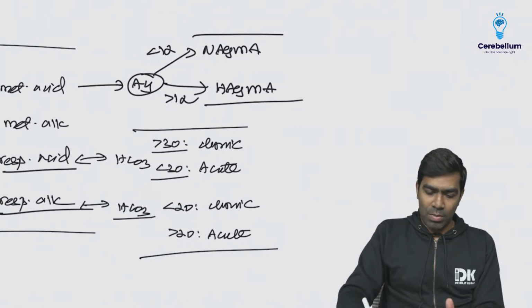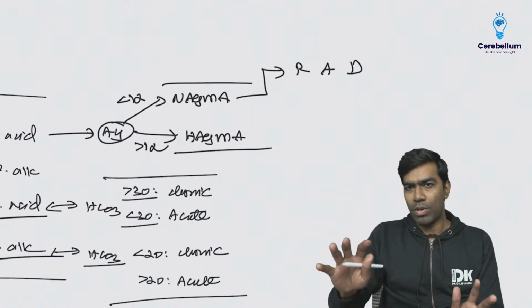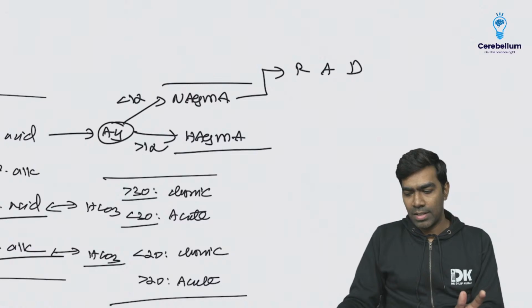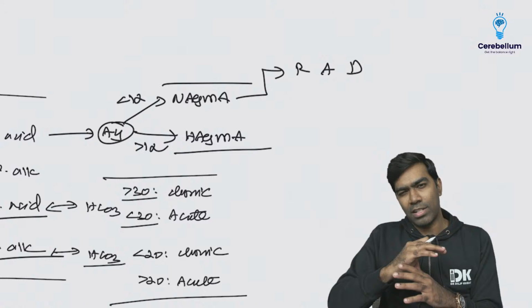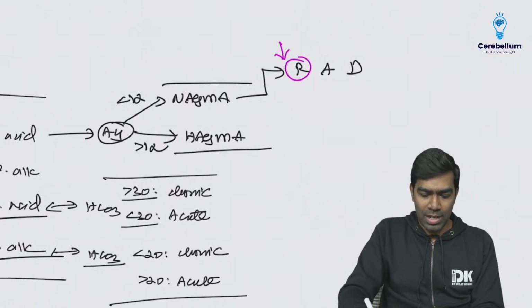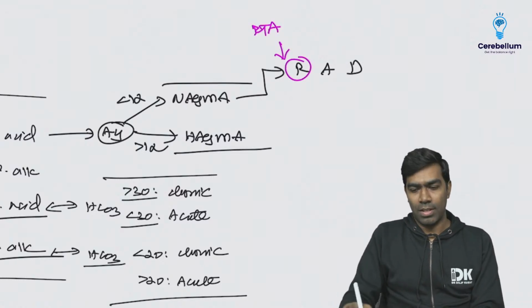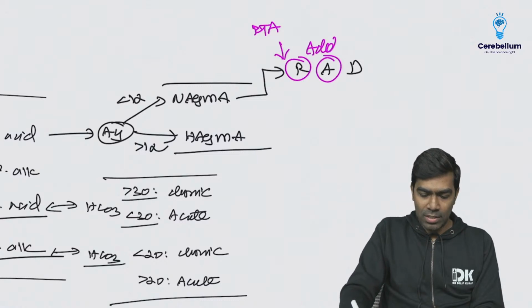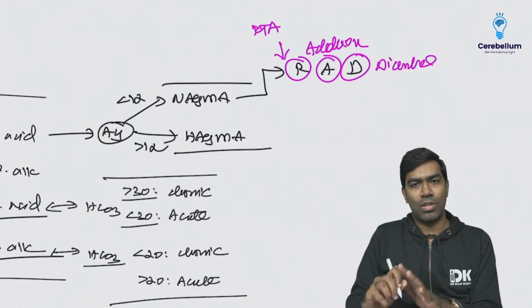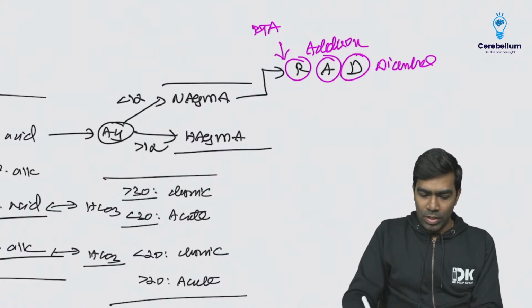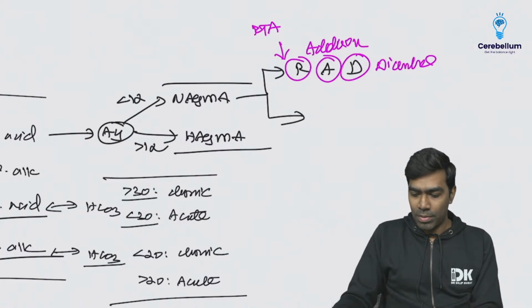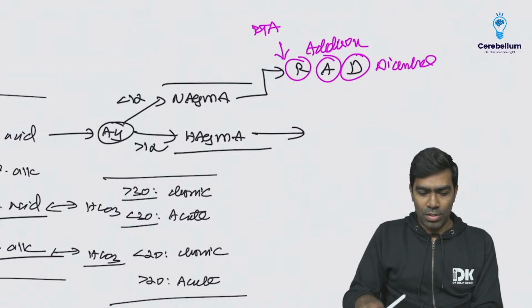And what are the causes of NAGMA? Usually I used to remember by a mnemonic called RAD. These are the most important causes, even though there are many other mnemonics, but RAD is the simplest mnemonic. It tells you almost all the important causes. R stands for renal tubular acidosis. A stands for Addison disease. And D stands for diarrhea and other gastrointestinal causes. That's all. RAD: RTA, Addison, diarrhea. What about HAGMA? High anion gap metabolic acidosis.